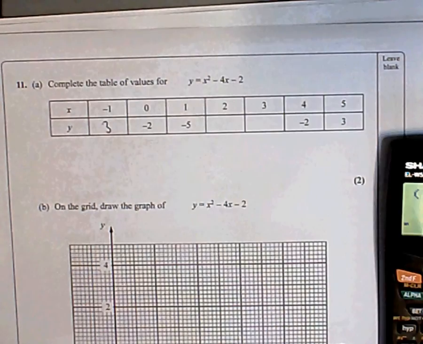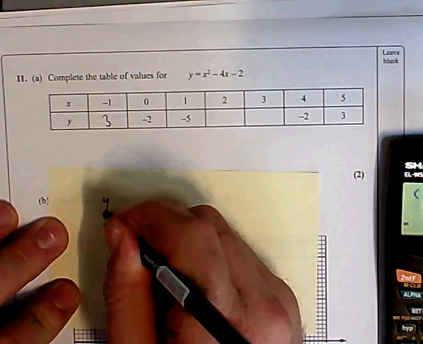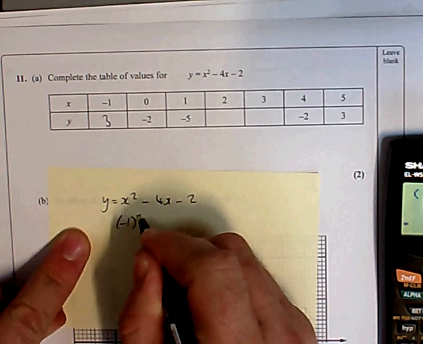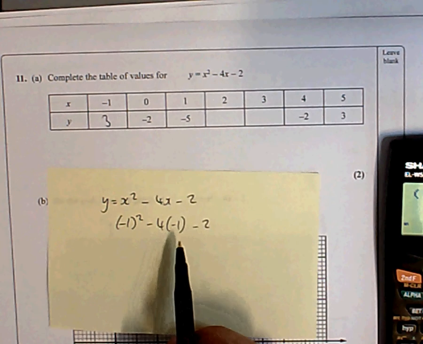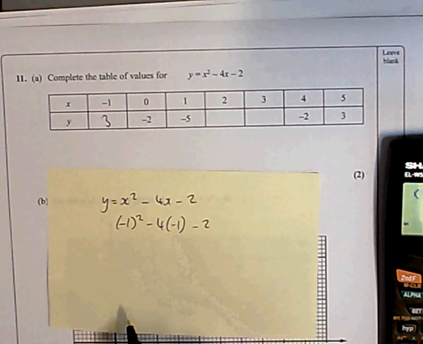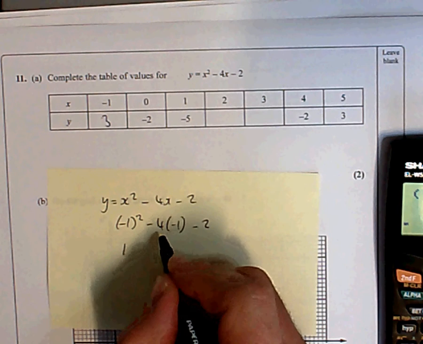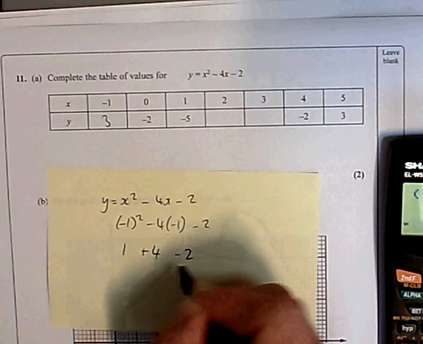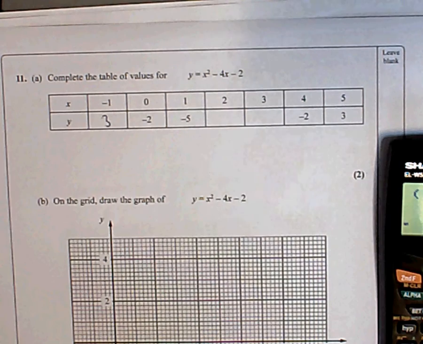I could use a non-calculator method for this, and I'll show you the non-calculator method for the benefit of you. Because it's y equals x squared minus 4x minus 2, anywhere where there's an x I'm going to use -1. This is the best way of displaying 4 times -1 when you're using substitution, because they're next to each other in algebra. We ignore the times sign. -1 squared is 1, 2 minuses make a plus. 4 times 1 is 4, 2 minuses again make a plus. I'm going to take away 2. These 2 make 5. 5 take 2 is 3. So you could do that method, and you may be expected to use that method on a foundation paper.